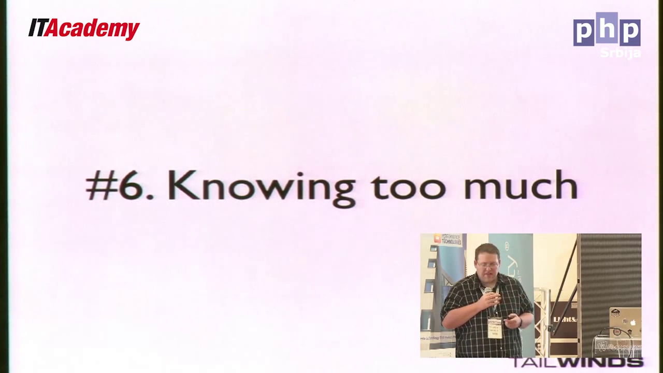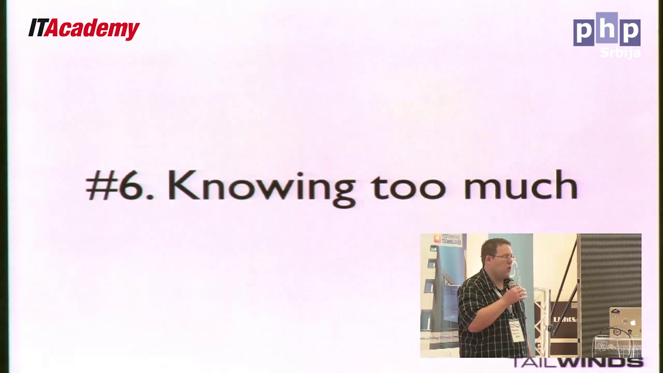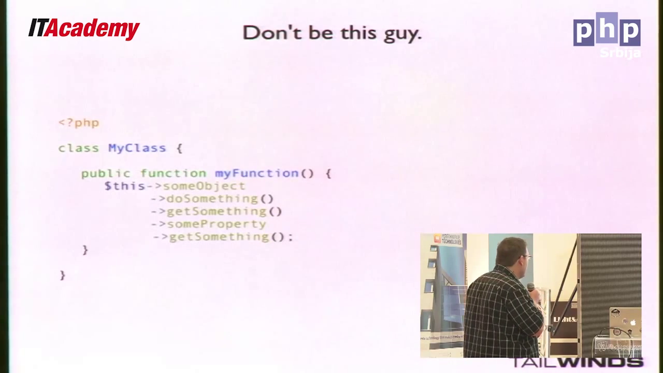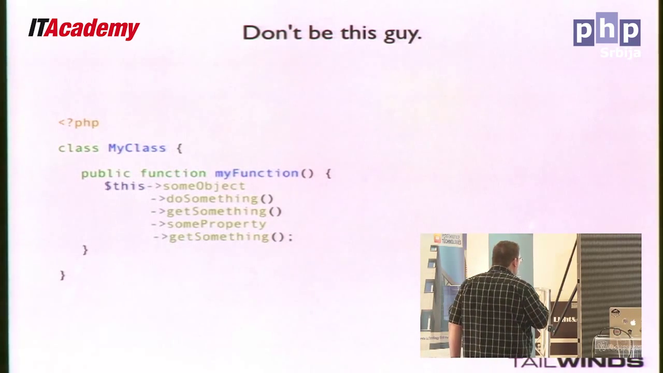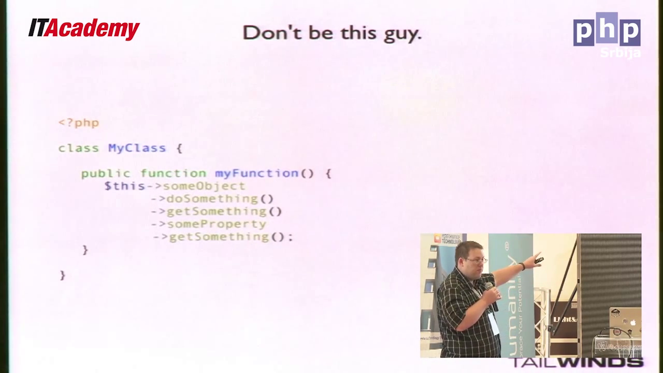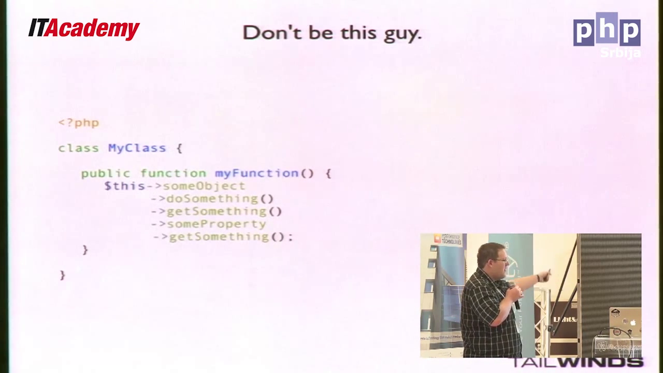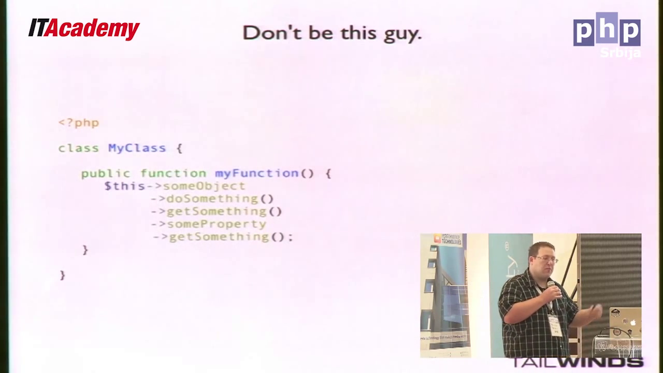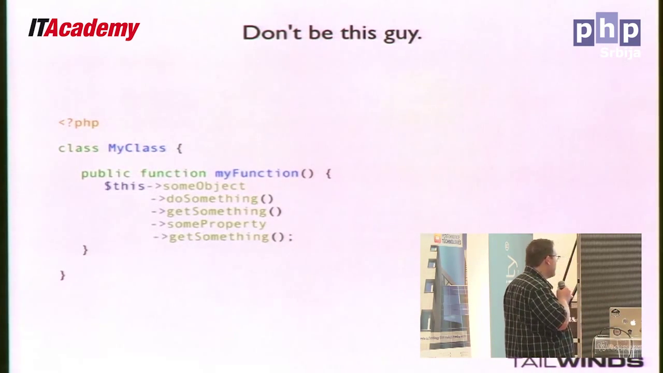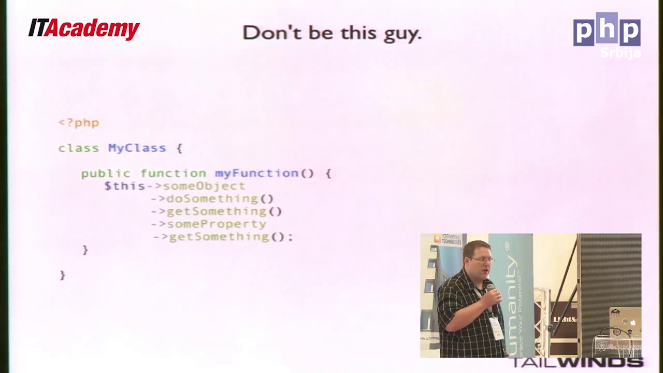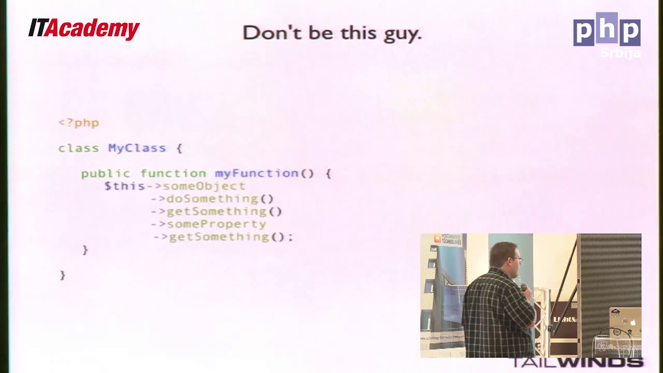The sixth thing that I see a lot is that people teach their objects way more than they should. For example, they do this. This is not a fluent interface. This is me calling an object that then calls a method, that then calls some other method, that actually calls some other object, that calls another method. I'm chaining calls together here.